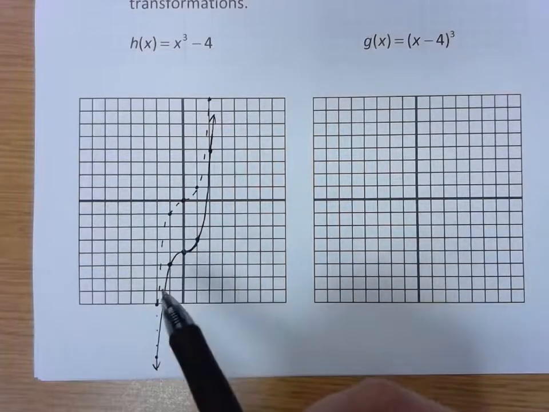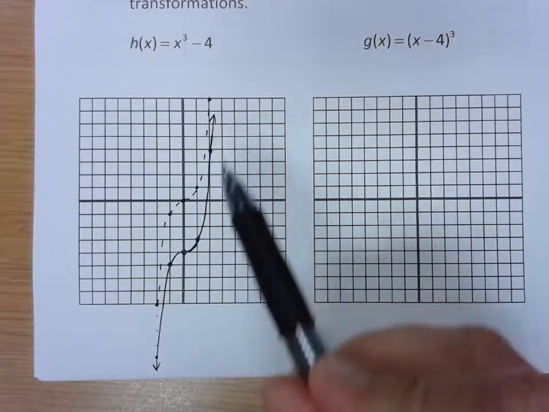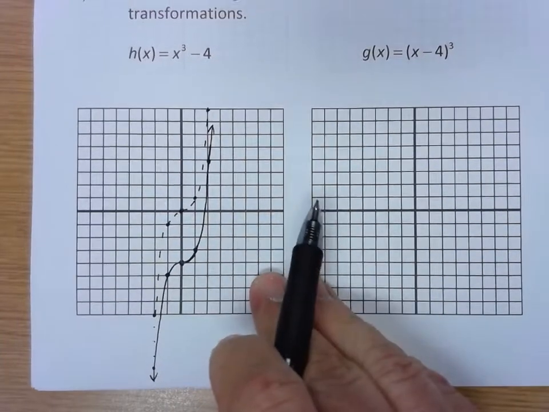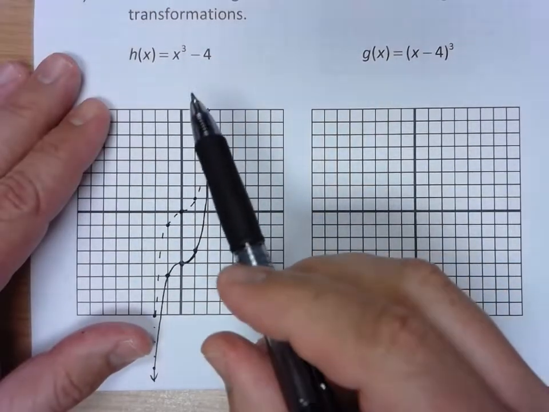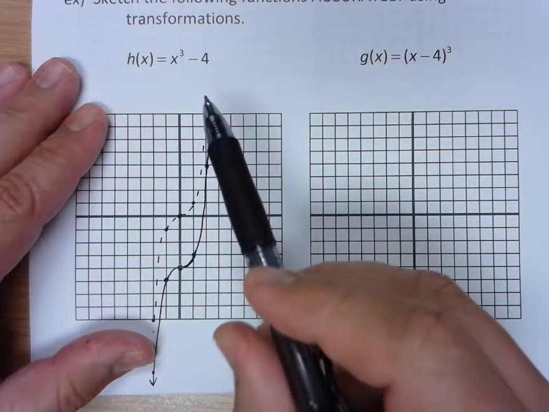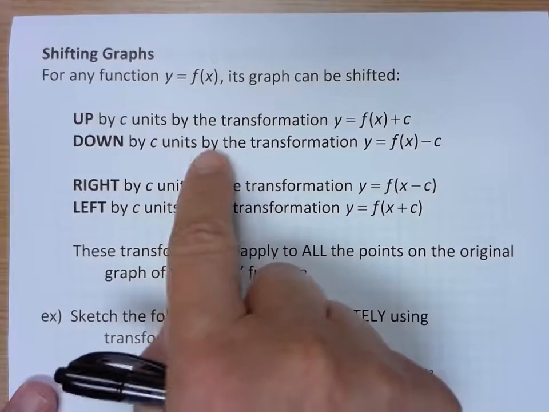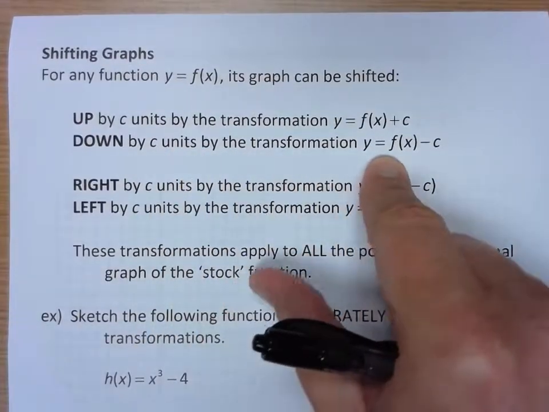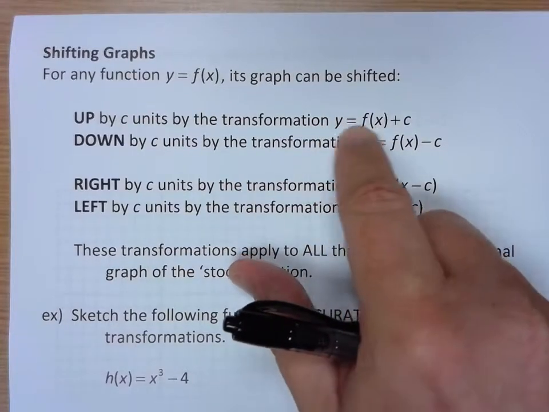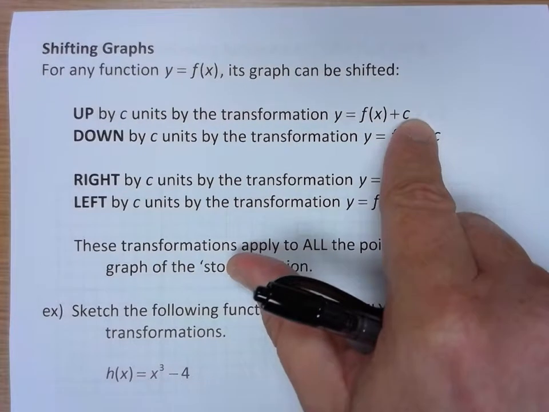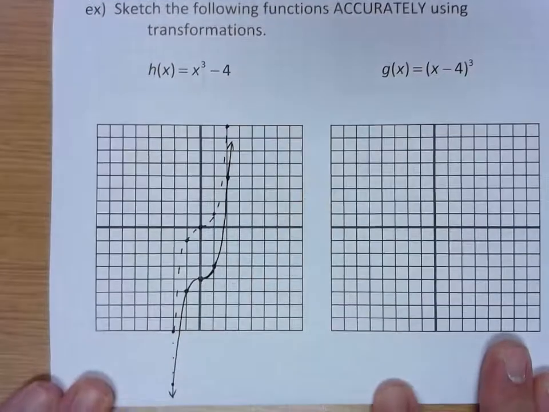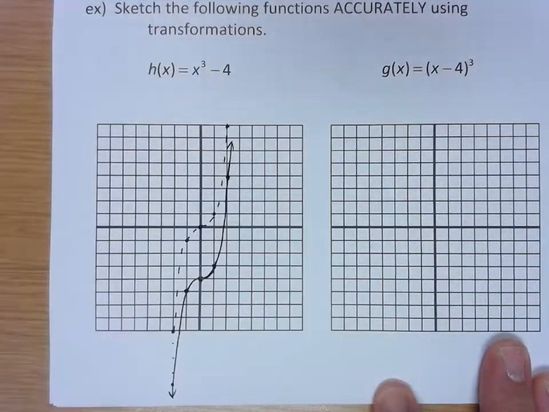Or I've even seen students do the original graph in one color and use a different color for the final graph. But that's essentially what it means to shift this function down by 4 units, because that's what our shift indicated for us to do. So if it had been y equals x cubed plus 2, I would have taken the original dotted graph of the cube function and gone up 2 units to transform it.